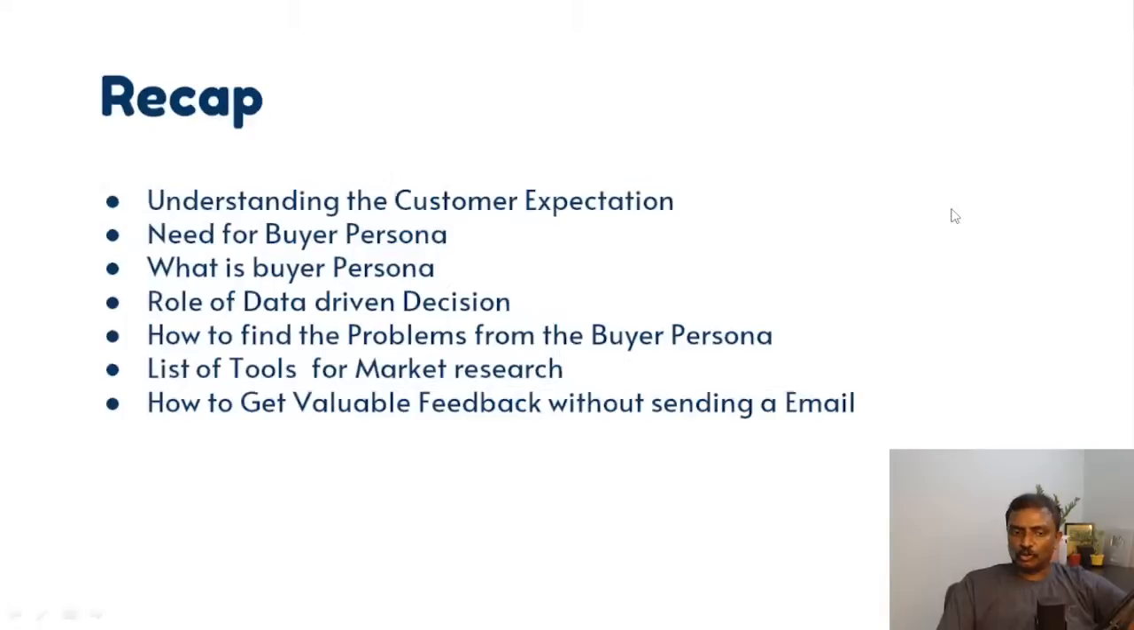So to recap, today we have covered: understand the customer expectations, understand what results your product has to deliver, the need for the buyer persona, what a buyer persona is, the role of data driven decisions, how to find problems from the buyer persona, a list of tools for market research, and how to get valuable feedback without sending a survey. So these are the things which we have covered.